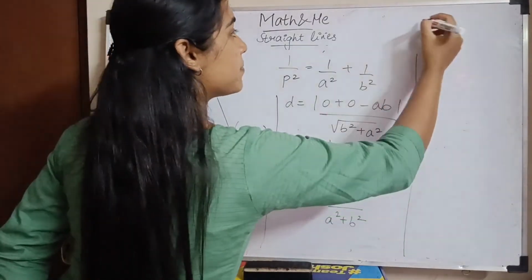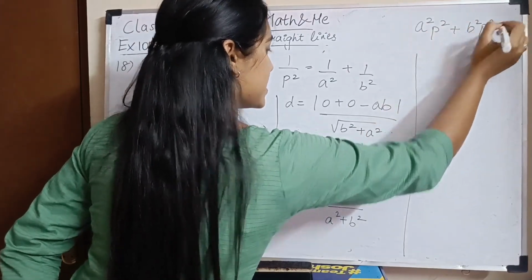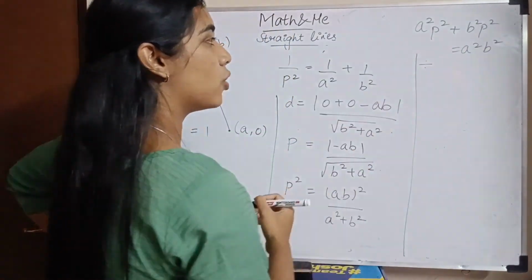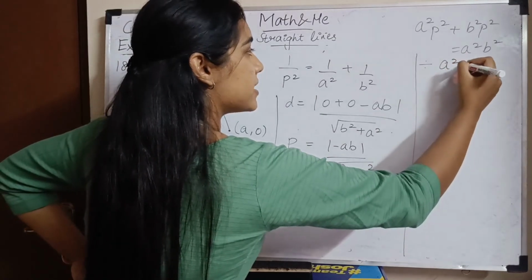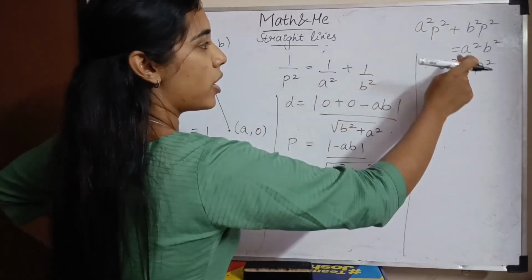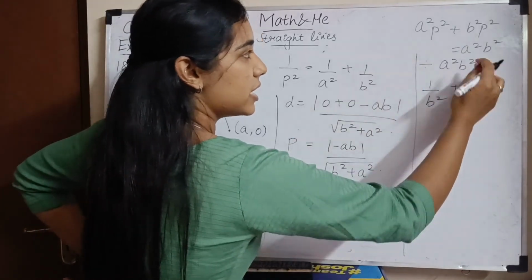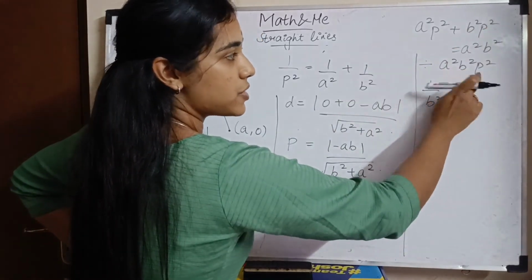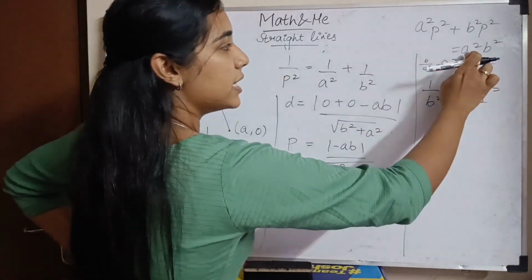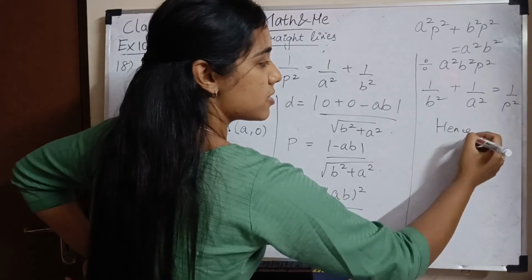When I multiply it out, I have a square p square plus b square p square equals a square b square. I am going to divide the whole equation by a square b square p square. So what will happen? It becomes 1 by b square, as a square p square cancels. Plus here b square p square will get cancelled, and I have 1 by a square. Equals, in the a square b square, I'll get 1 by p square. So this is what you want. Hence proved.